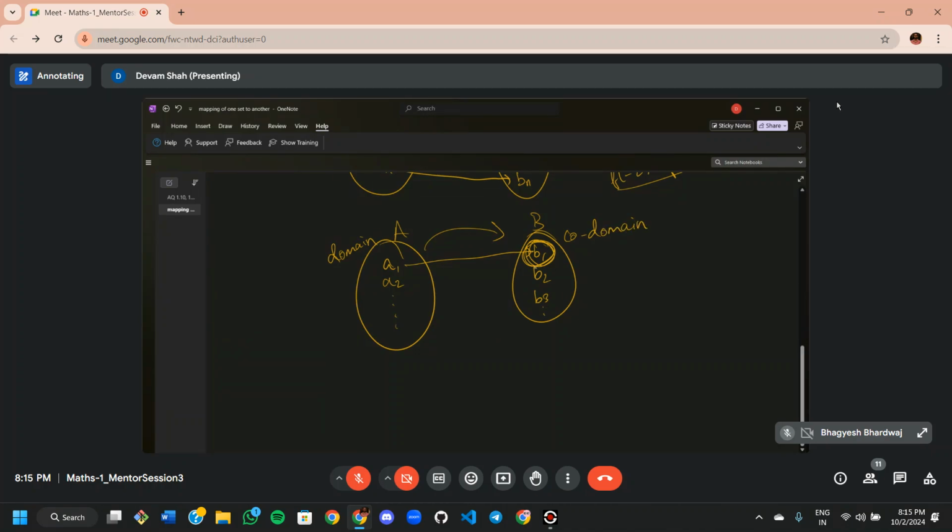So for one-one, what do they say? We call A2 the pre-image of B3. This is the term. So what do we say? Every element in the codomain has exactly one pre-image.